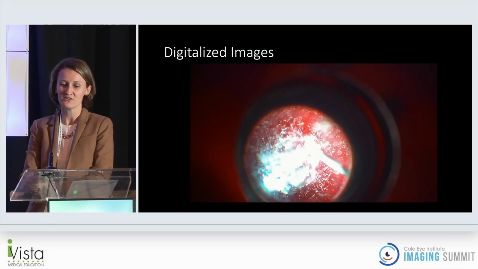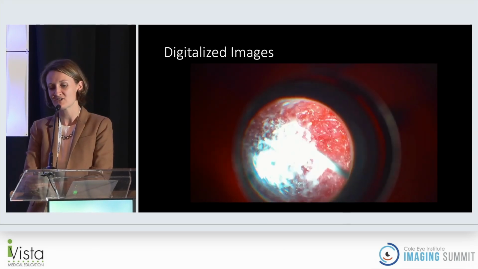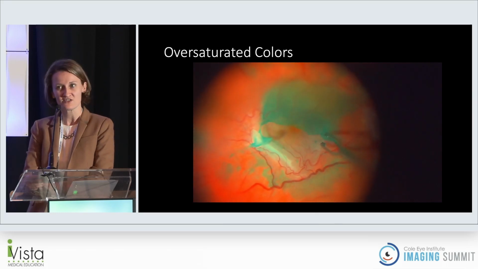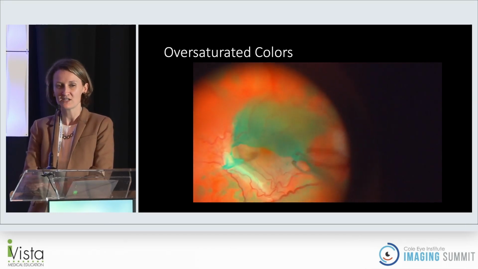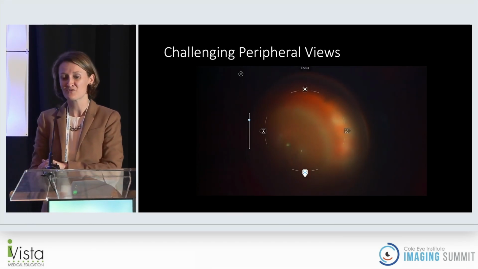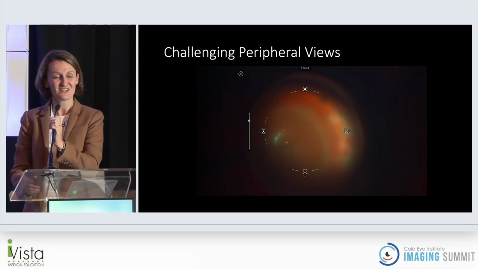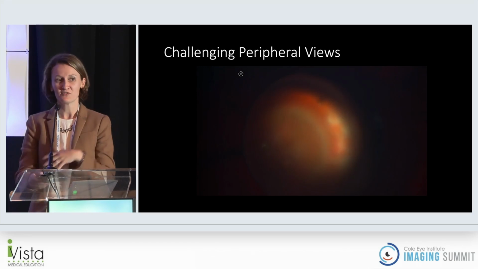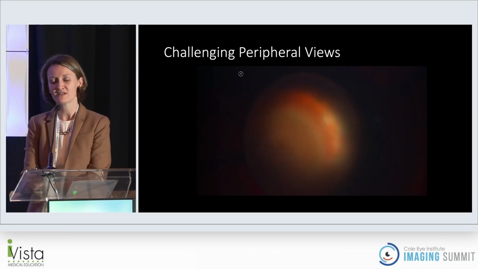Some of the images can feel overly digitized, as in this patient who has asteroid hyalosis, and the colors can be oversaturated as well, changing the feedback that we normally get when we're doing things like peeling. Also challenging sometimes are the peripheral views, especially if you run into challenges like this. For a lot of these systems, it's really hard to toggle between using a 3D heads-up system and switching over to your standard scope.